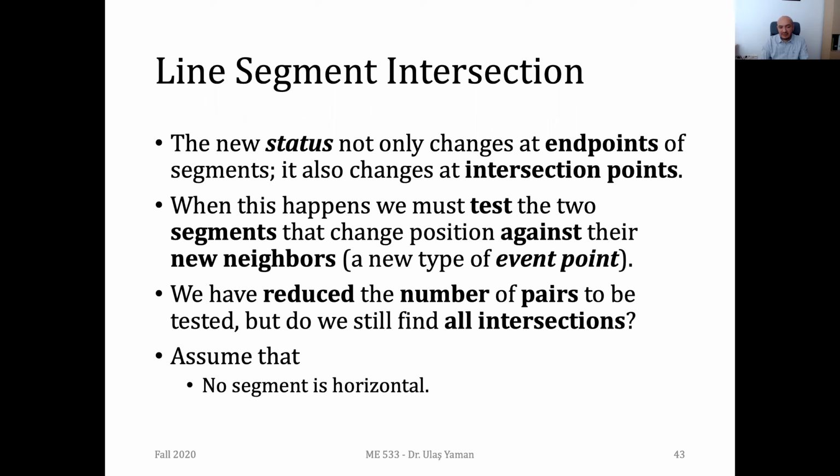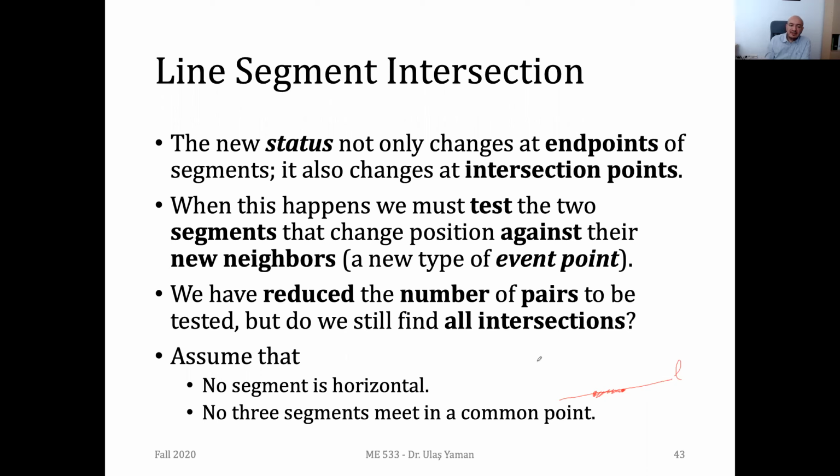And we are assuming that there is no horizontal segment. Which means that if that is a sweeping line, we don't have any segments which will be fully overlapping with the sweeping line. So this is our assumption. It's some kind of, again, degenerate case. So what do you think? Can we find all these intersections? Assuming that there is no horizontal line and there are no three segments actually meeting at a common point.